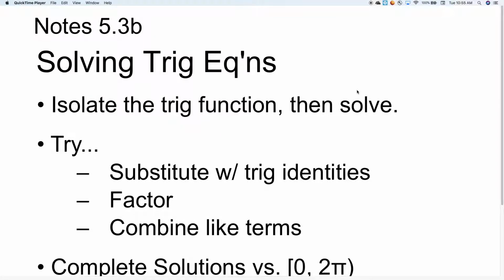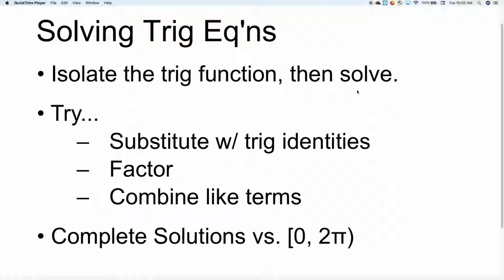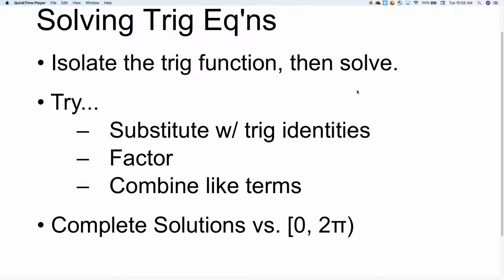Okay, so this I'm calling notes 5.3b. It's just a continuation of how to solve trig equations, but now we're going to look at some more complex equations. That first bullet point that I have here for solving trig equations: isolate the trig function and solve.